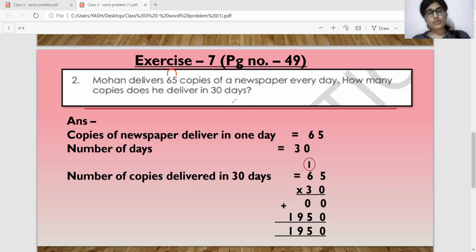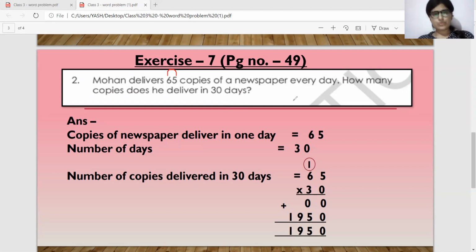It means every day he delivers 65 copies. Suppose on Monday he delivers 65, on Tuesday he again delivers 65, on Wednesday again 65. So how many days does he cover in all? He covers 30 days. So 65, 65, 65, 65. How many times do you need to write 65? 30 times, right? Only then can you find out how many copies Mohan delivers in all 30 days.